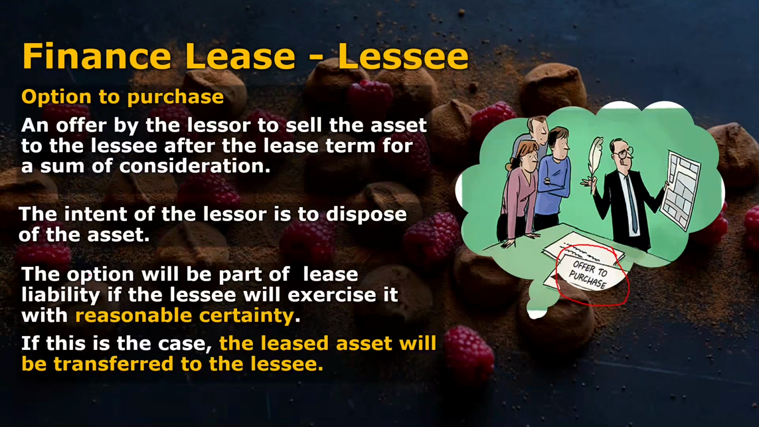So if the lessee is reasonably certain na bibilhin niya yung asset after the lease term, then dapat ang amount ng option at its present value should be included in the lease liability. After exercise, the leased asset will become the property of the lessee. Simple as that. It's a transfer of asset if i-exercise niya.